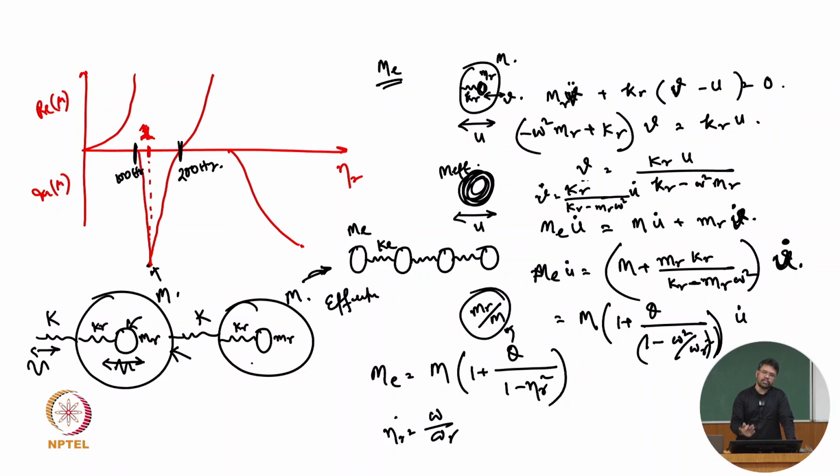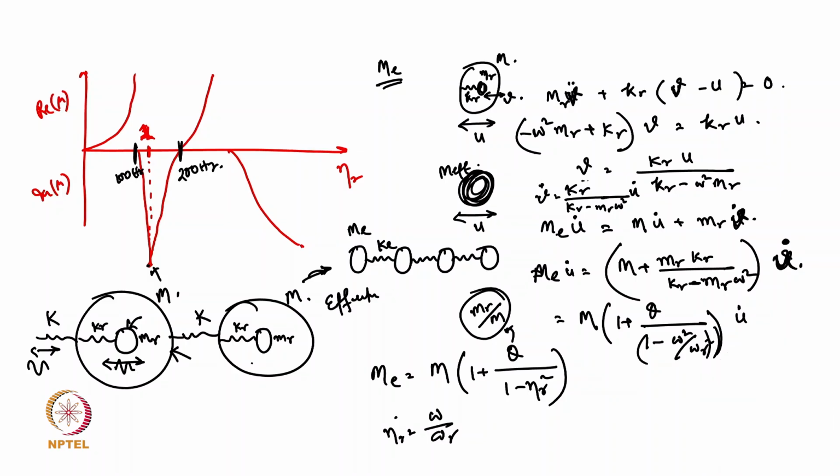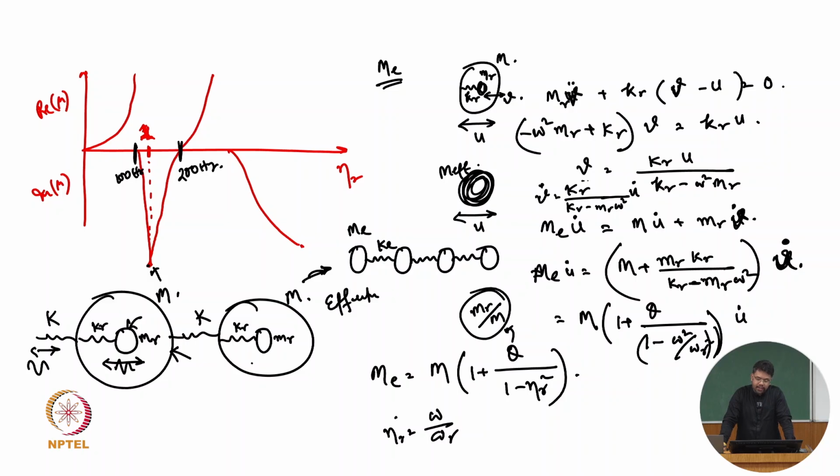So omega r is constant, because in a particular system kr by mr is basically omega r square. So kr and mr in a particular system remain constant. So eta r is changing. That means what is changing? Eta r equal to omega by omega r. So what is exactly happening? Once we are changing eta r, that means we are basically changing omega.